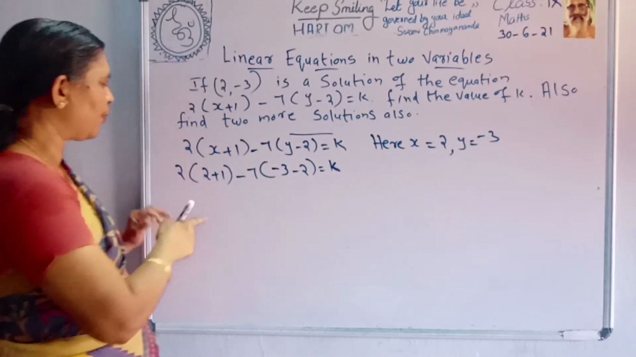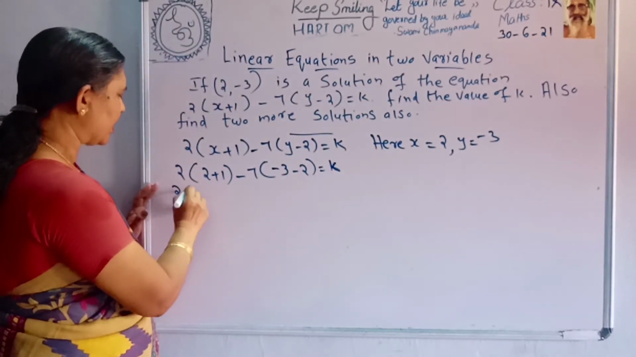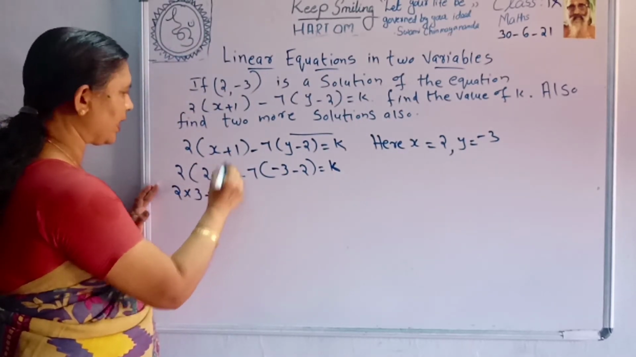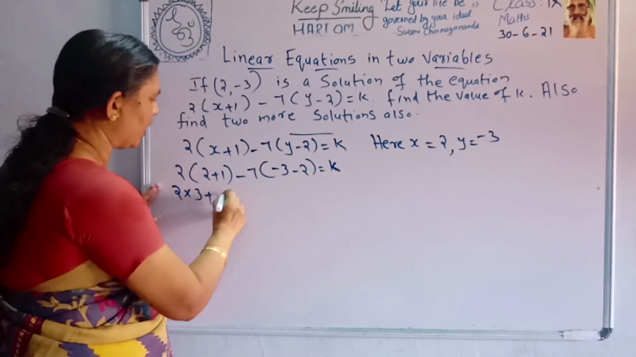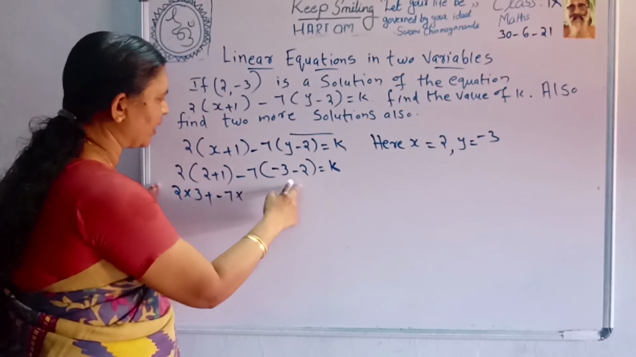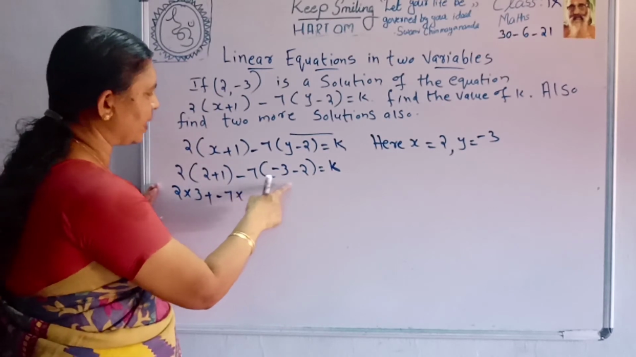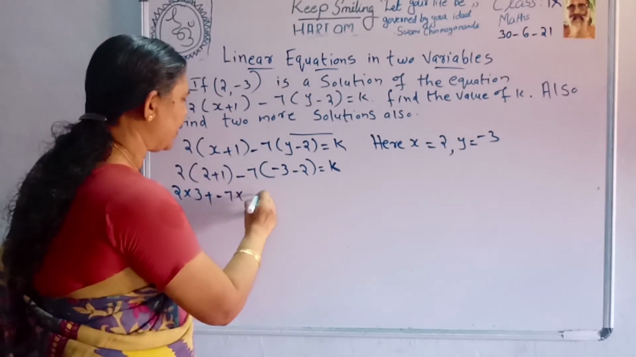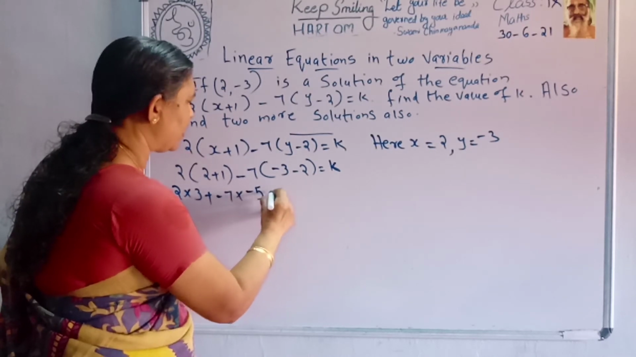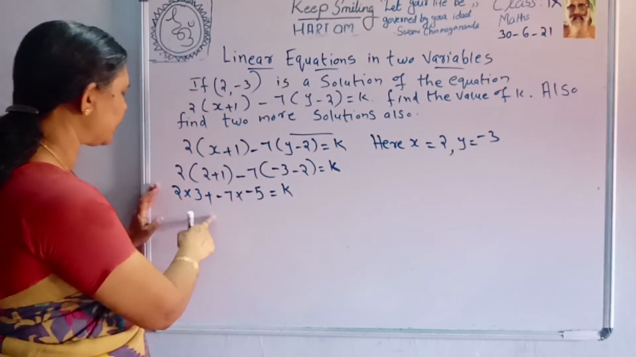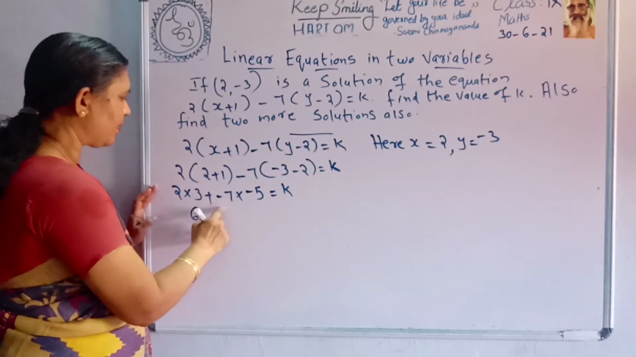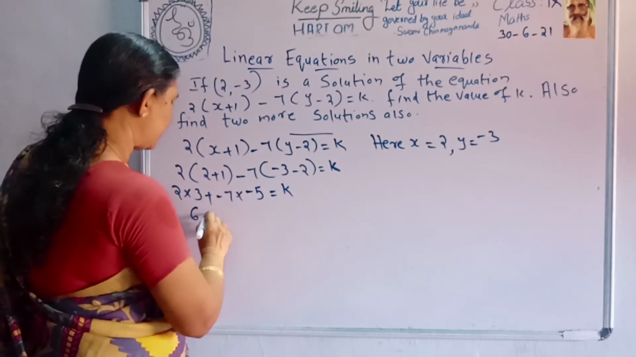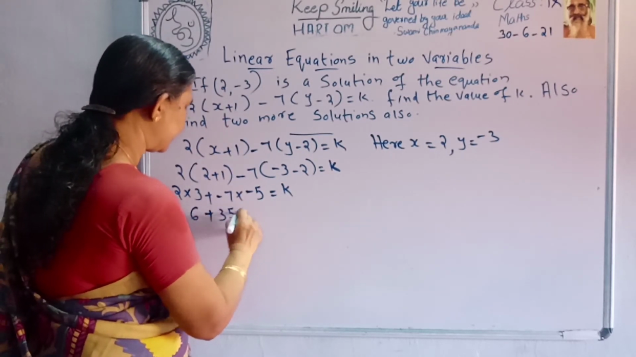Then 2 into 2 plus 1 is 2 plus 1 is 3. That is 2 into 3. Then minus 7 into minus 3 minus 2 is minus 3 minus 2 is minus 5. That is into minus 5 is equal to k. That is 2 into 3 is 6. Minus 7 into minus 5 is plus 35 is equal to k.